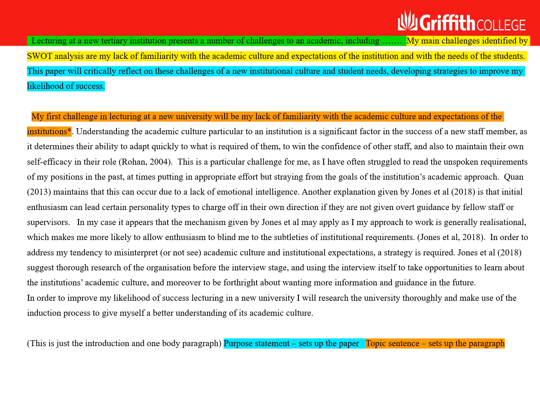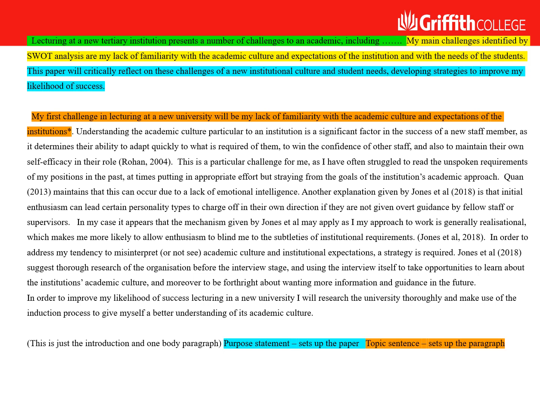So I've got that topic sentence there, and from there I unpack the concept. Understanding the academic culture particular to an institution is a significant factor in the success of a new staff member, as it determines their ability to adapt quickly, etc., etc., etc. So this is the theory, and I've given a source for that, Rohan, 2004. That's a bogus, not real source, by the way. And then I go to observations. As you can see, from there I need to talk about myself.